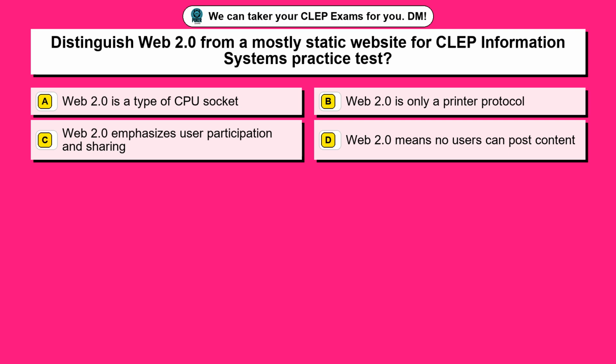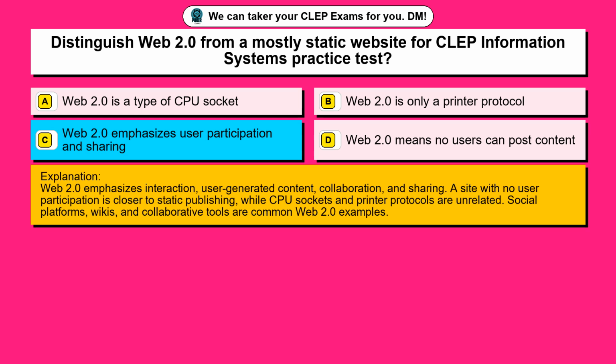Question 31. Distinguish Web 2.0 from a mostly static website for CLEP Information Systems practice test. Option A, Web 2.0 is a type of CPU socket. Option B, Web 2.0 is only a printer protocol. Option C, Web 2.0 emphasizes user participation and sharing. Option D, Web 2.0 means no users can post content. The correct answer is option C, Web 2.0 emphasizes user participation and sharing.